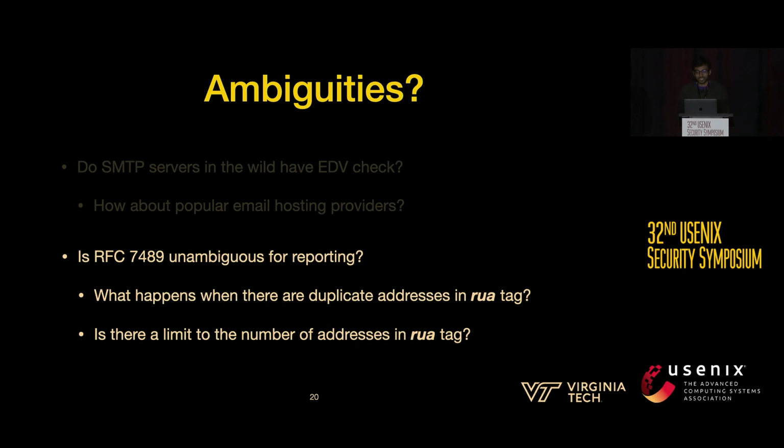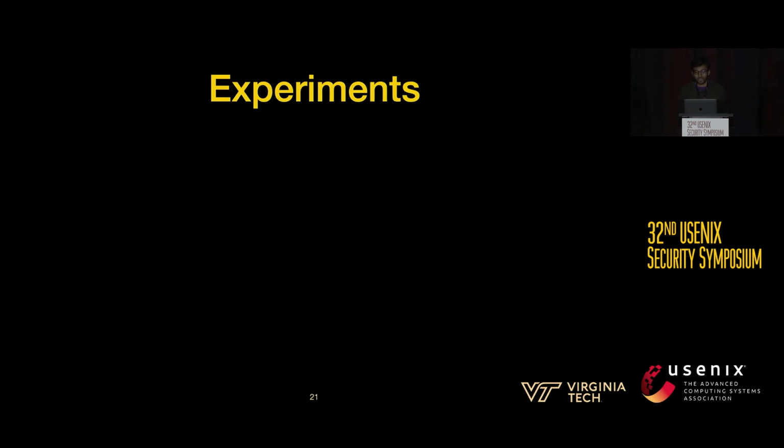And also, is the corresponding RFC unambiguously written for reporting? So what happens when there are duplicate email addresses in the rua tag? Is there a limit to the number of addresses in the rua tag? Overall, we wanted to see whether we can exploit these misconfigurations or ambiguities to launch a denial of service attack.